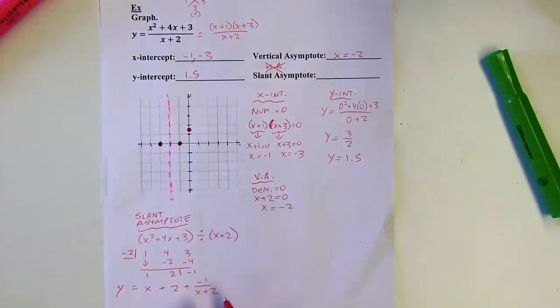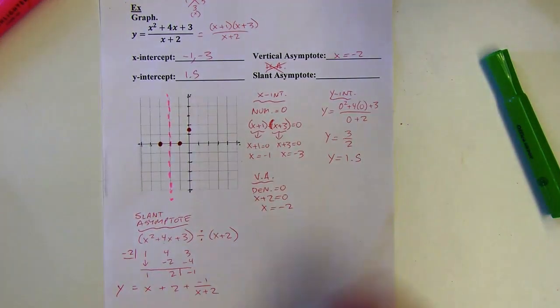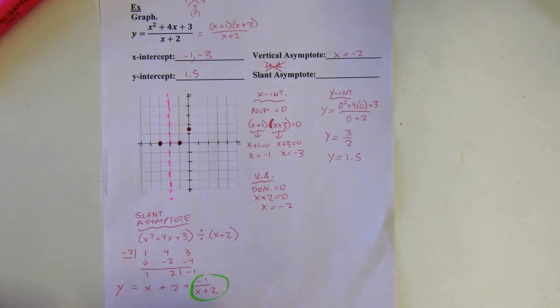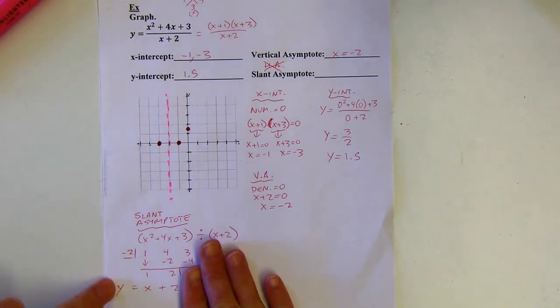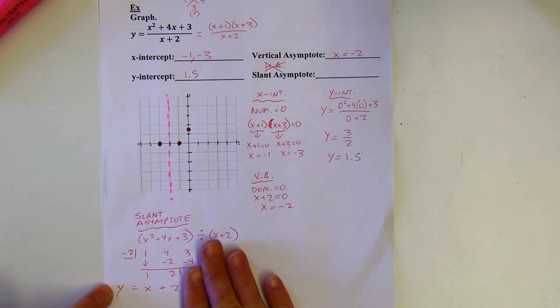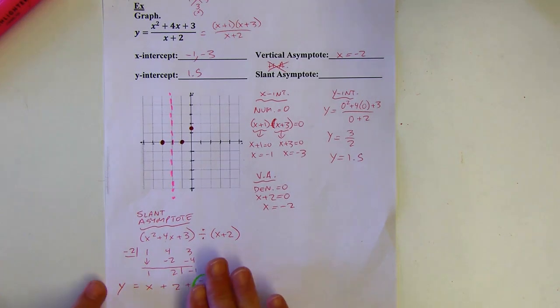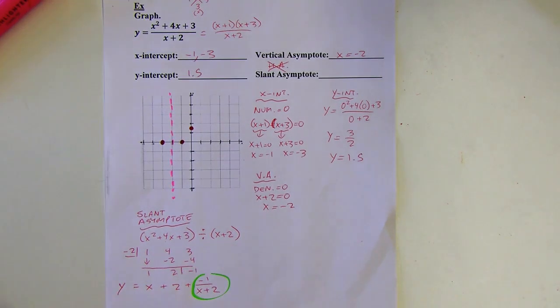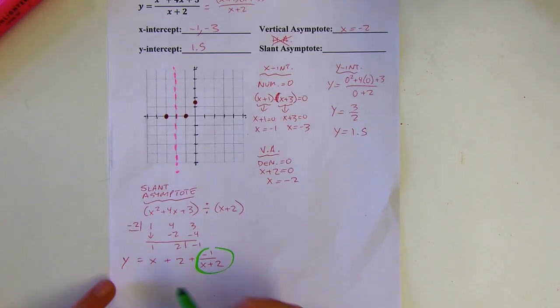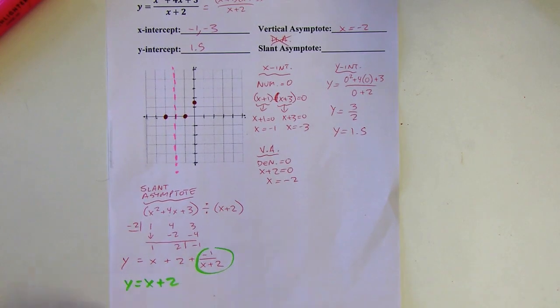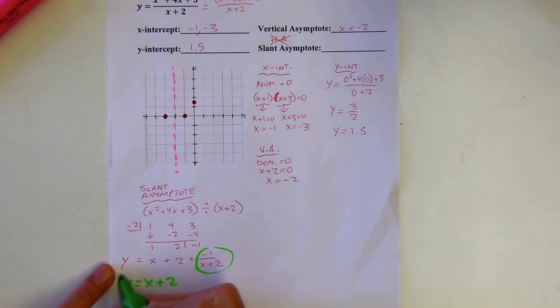So when we plug in really large numbers, this numerator is going to get insignificant. It's going to get really small. So what's going to happen is it's going to start acting like just this line. Okay? So at the bigger numbers I put in, the closer my curve is going to come to the line y equals x plus 2. So the line y equals x plus 2 then is going to act as an asymptote. Okay? So that is my slant asymptote.